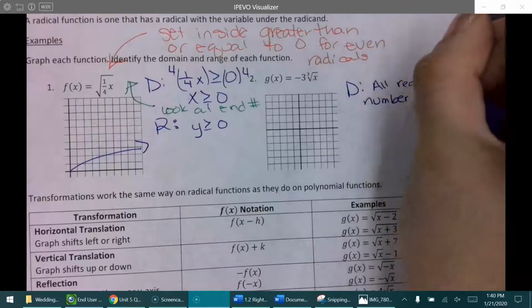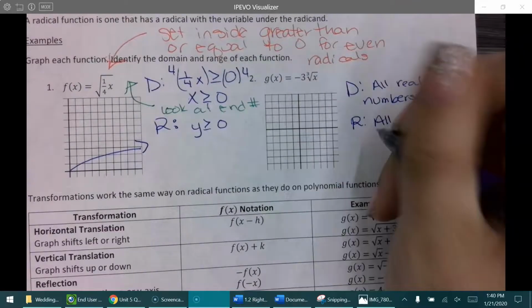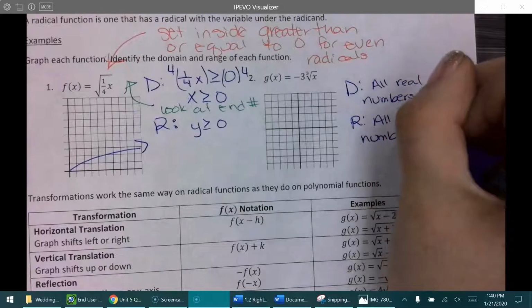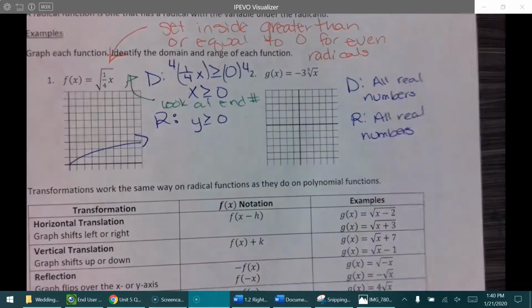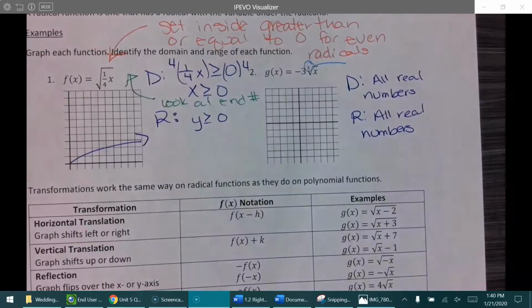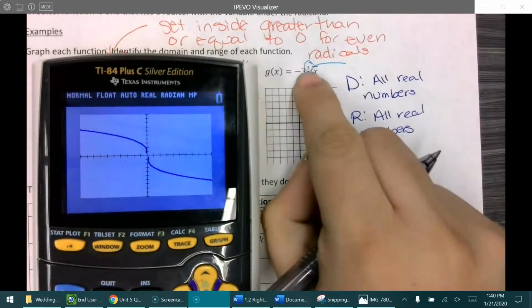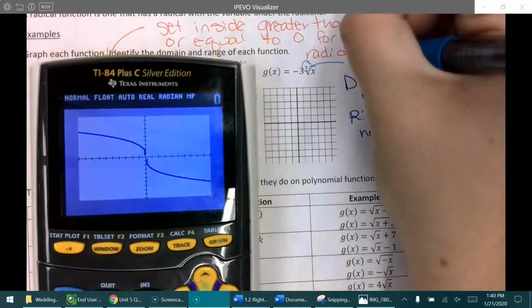I'll write a note for that too. Because if I look at the graph, it goes up and down forever and left and right forever. And it only happens when I have odd numbers right here.